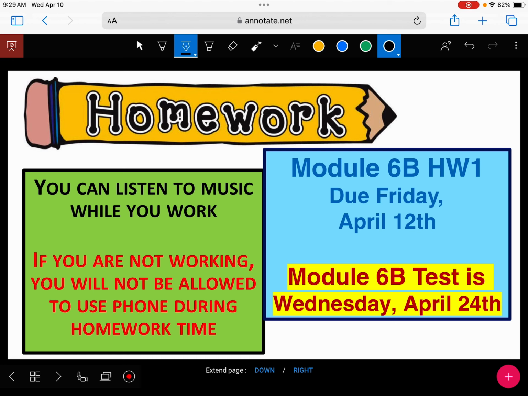For those of you who were absent yesterday, you can write the test date on your note packet in the front. We only have 2 more tests and a final exam for the remainder of this semester.